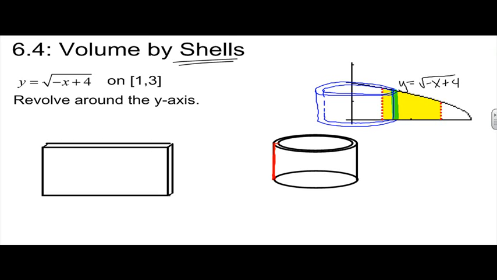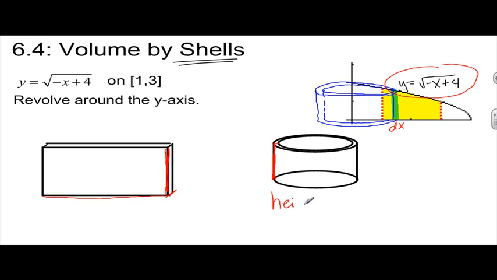Well, think about what we need. We need to know the length of the rectangle, the width of the rectangle, and how thick that slab is. The thickness of the slab is always going to be dx, or delta x. The width of that slab will correspond to the height of our cylindrical shell, which in this case is going to be the square root of negative x plus 4. So the height will equal square root of minus x plus 4.